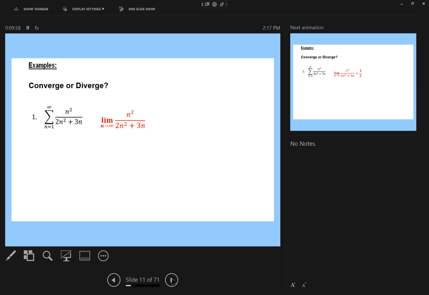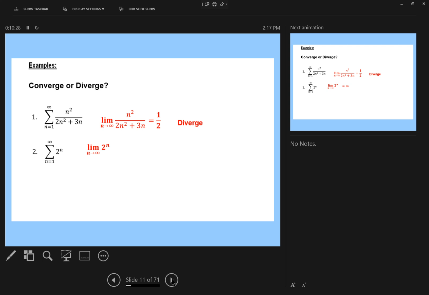Well, what does that limit equal? 1/2, everybody agree? So that is not 0, right? So converge or diverge? It's a diverge. You got to be careful because it's kind of not the same as what we did with sequence, right? If this had been a sequence and we got 1/2, we would say converge, right? But since it's a series, it's a diverge. Everybody with me? What about the next one?